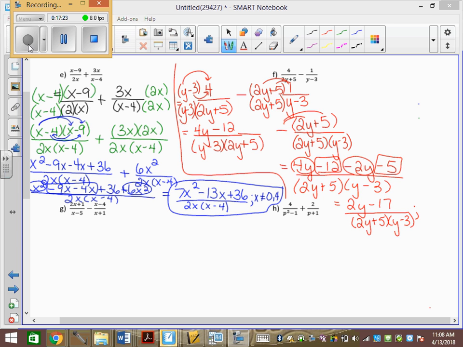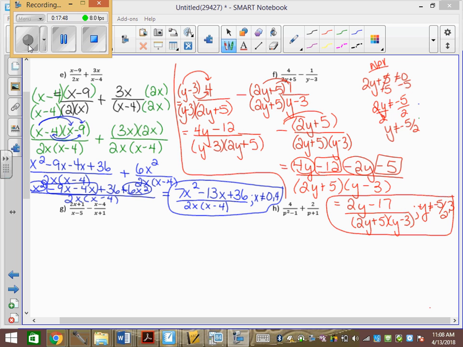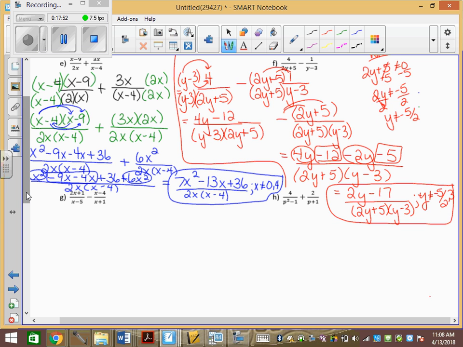Your non-permissible value for 2y plus 5 cannot equal 0. Subtract 5. 2y cannot equal negative 5. Divide by 2. y cannot equal negative 5 halves. And 3. Now that question is easier than G, because G, you're going to have to FOIL the numerators.